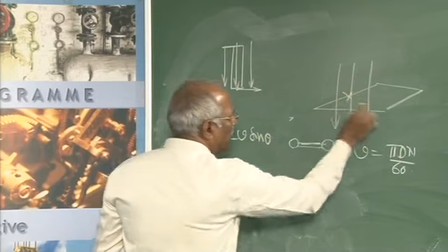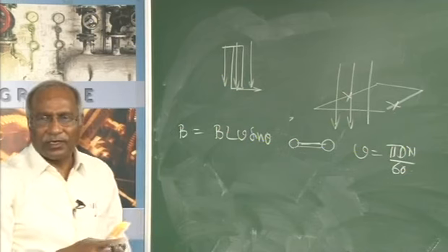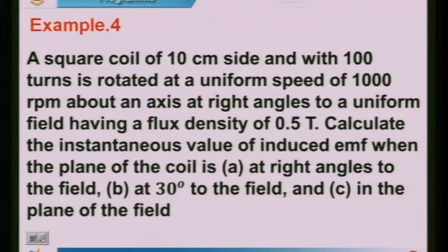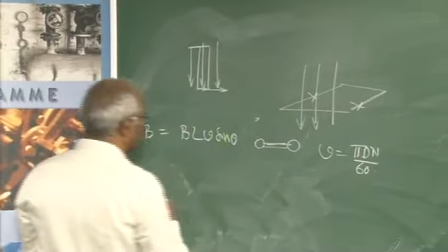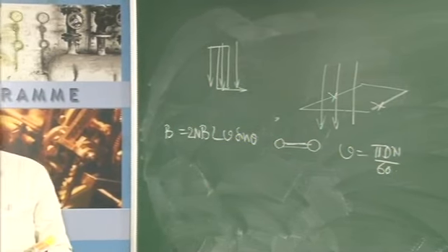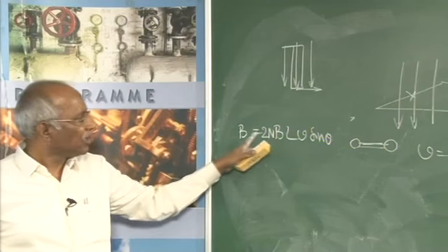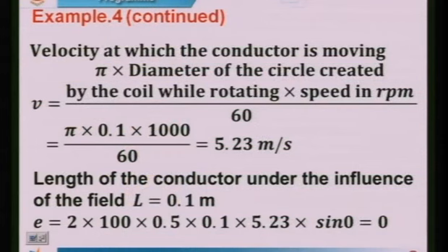Since the coil has two sides, the number of conductors will be double the number of turns given in the coil. The number of turns given is 100, therefore there are 200 conductors, 100 conductors here and 100 conductors here, that is nothing but 2N. So when substituted, 2 into 100, then 0.5 is the flux density, the length of the conductor is 0.1 meter, since it is a square coil, into the velocity into sin 0 will give that.